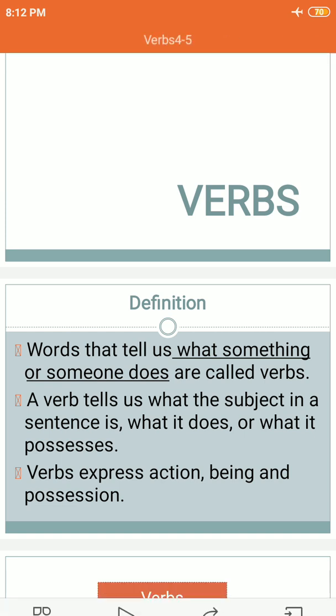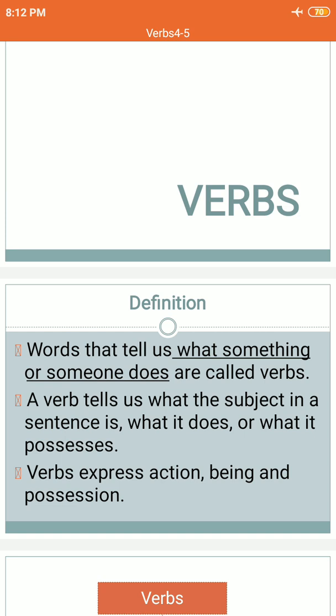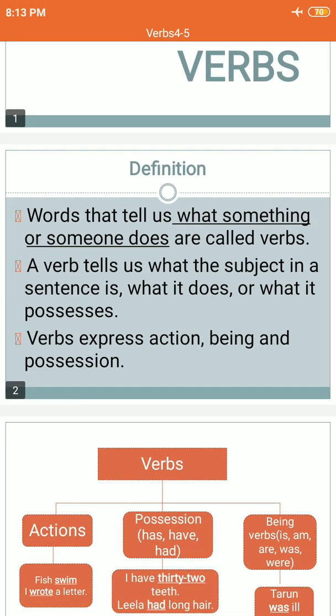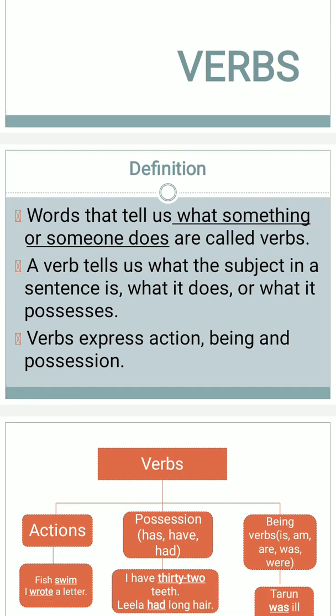A verb tells us what the subject in a sentence is doing, what the subject is possessing, meaning what the subject has on its own, what action the subject does, and what work the subject is doing. The verb tells us what it does and what it has. So verbs express action, being, and possession.